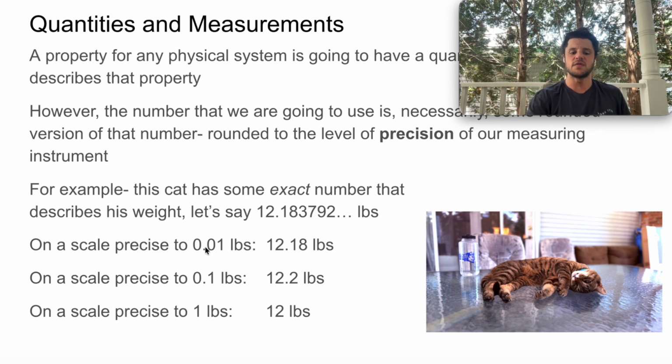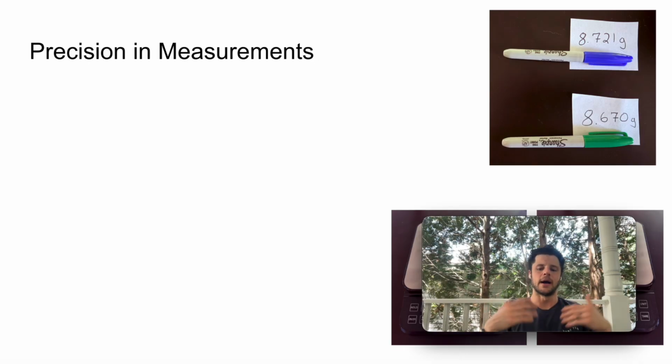So you'll see that each of these scales gives us a different level of precision, a different level of information relative to this exact number. If we had something that was more and more precise, we could get a better and better, more specific measurement for the weight of Maddox, this cat here. And so, why does this matter? You may not think it matters all that much.